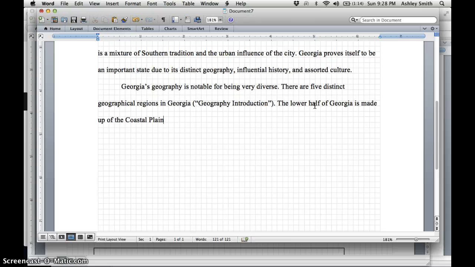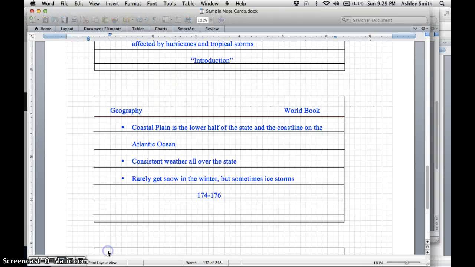Now you might be wondering, do I have to put a citation after every single sentence in my paper? The answer is not always. If you have two sentences in a row that are from the same source, then you only put it after the second sentence. If you had three sentences in a row that are from the same source, then you would put it after the third sentence. Let me show you what I mean.